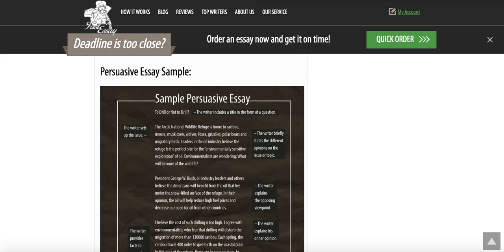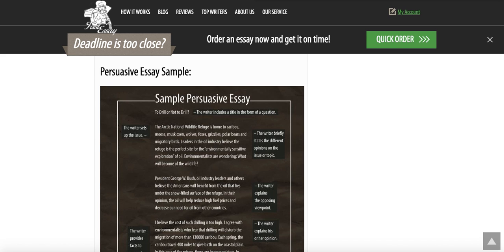They say here, the writer sets up the issue. They raise the issue, and then the writer briefly states the different opinions on the issue or topic. For example, you're talking about the Arctic National Wildlife Refuge. It's a home for wildlife. So this is the topic sentence.